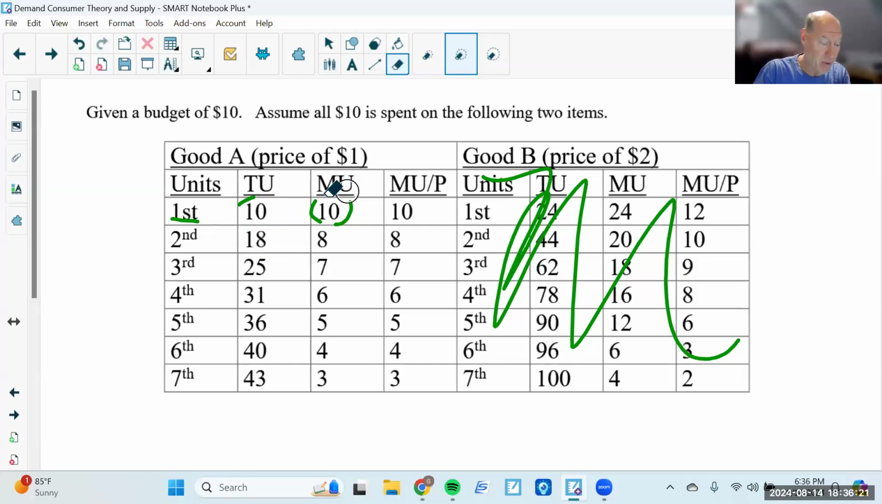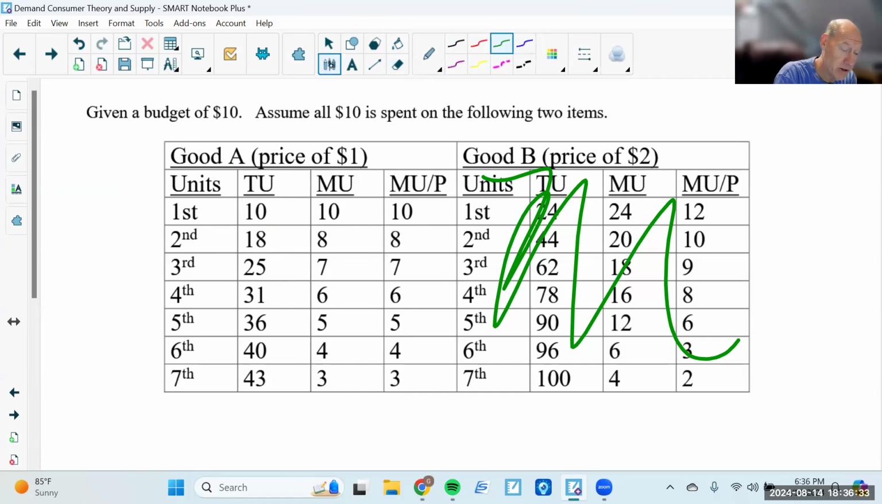Okay. Not only that, but when you're doing this, let me erase this real quick. When you're doing this, marginal is the difference in the total. So 31 minus 25 is 6. 40 minus 36 is 4. 10 minus 0 is 10. So you can get marginal by subtracting the totals, or you can get total by adding up all of the marginals. So 10 plus 8 plus 7 plus 6 plus 5 plus 4 is 40.